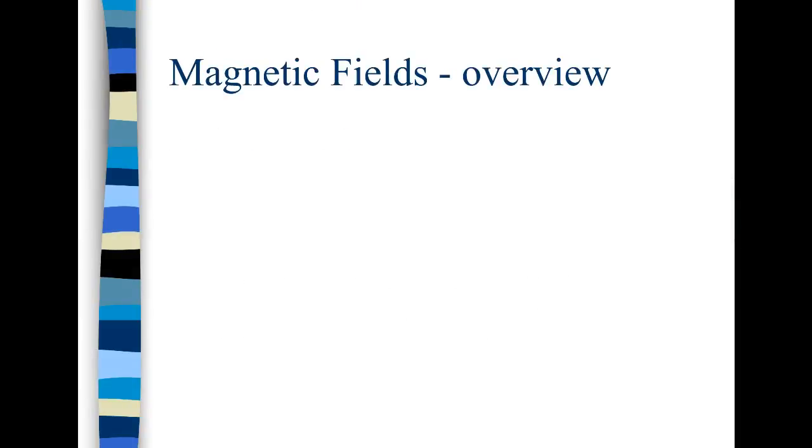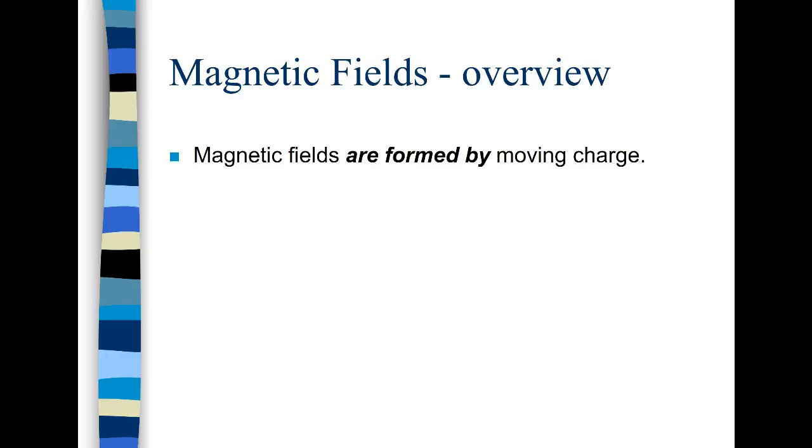So we're going to start this with a bit of an overview of magnetic fields, and then we'll talk a little bit about where magnetic fields come from. So magnetic fields, in essence, are formed by moving charges. Magnetic fields also affect charges that are moving through them. So this is sort of like an electric field in the sense that a charge can create a static electric field, and if you place another charge in an existing electric field, it will feel a force. So magnetic fields are the same.